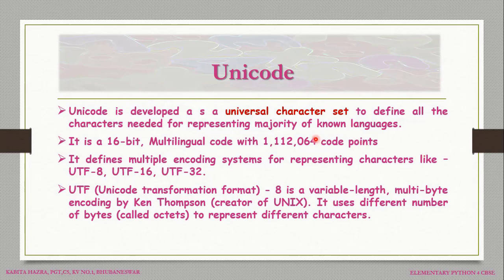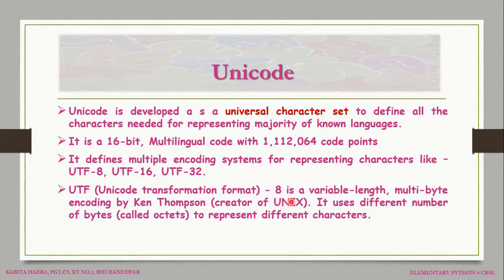Unicode is the multilingual code which is developed as a universal character set to define all the characters needed for representing the majority of the known languages in the world. It is a 16-bit code, a multilingual code having a total of 1112064 code points. There are different formats for representing characters in Unicode, like Unicode Transformation Format 8 and Unicode Transformation Format 16 and Unicode Transformation Format 32 and so on.